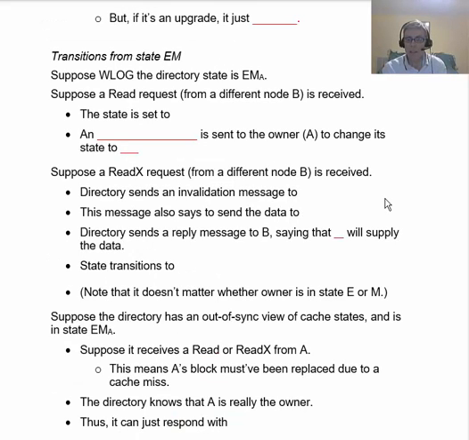The last possibility is that the directory has an out-of-sync view in cache states, and let's assume it's in state EM sub A, and then it receives a request from A. Well, that shouldn't happen because A is supposed to be the owner, but this means that A's block must have been replaced in that cache due to a cache miss. Some miss was serviced, we had to eject this block. Now the directory knows that A is really the owner, so it can just send the data back. It responds with a reply D.